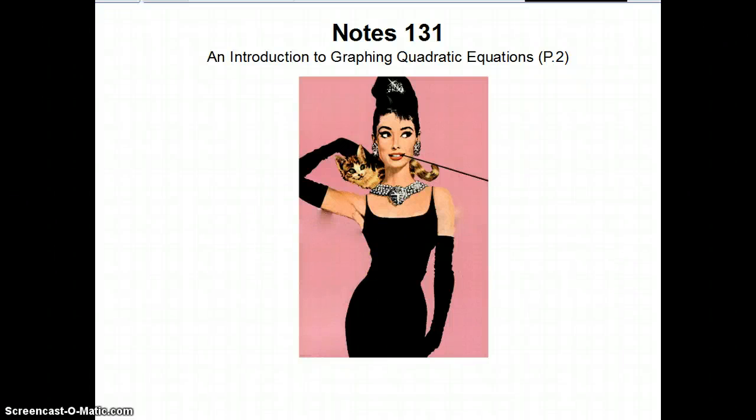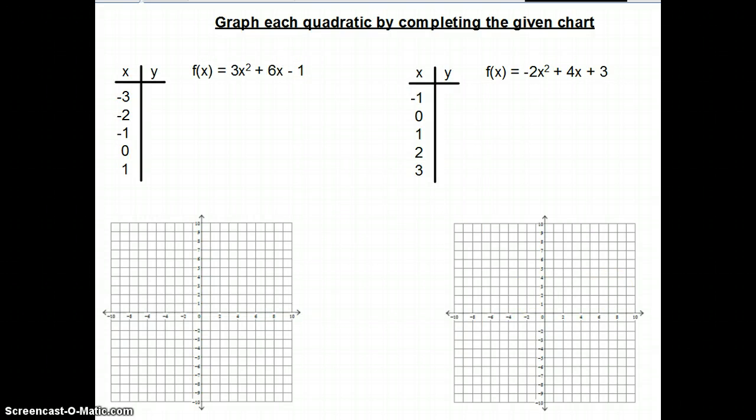Hello and welcome. Today we're going to continue our discussion on graphing quadratic equations by identifying the vertex and creating our own charts to graph each quadratic equation. First, I'd like to recall how to graph quadratic equations when you are given the chart. Here I provide the charts for you, so all we're going to do is plug in each of the x values to identify the corresponding y values and then plot each of those points to create our graph.